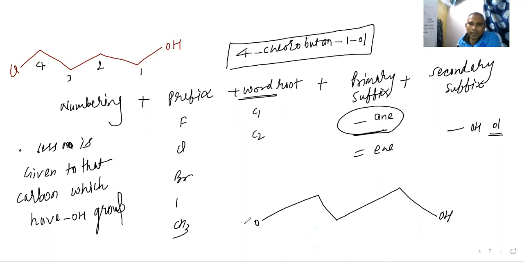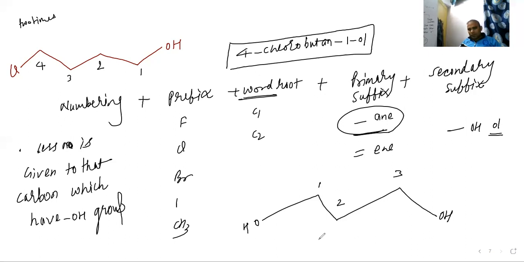OH and OH. Tell me the name of this compound. We are numbering like this is 1, this is 2, this is 3. We can start from any side. Okay, name. Two times, two times is there. Diol. Very good.